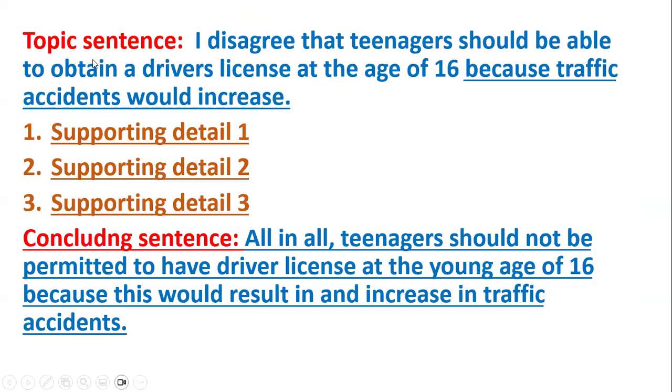So I start off with my topic sentence: I disagree that teenagers should be able to obtain a driver's license at the age of 16 because traffic accidents would increase. And I give my supporting details. You can give as many as you want; I just put 3 here. And then at the end, I give my concluding sentence, which says, all in all, teenagers should not be permitted to have a driver's license at the young age of 16 because this would result in an increase in traffic accidents. So the same way I begin is the same way I end, because I'm trying to keep everything on track. You understand that?